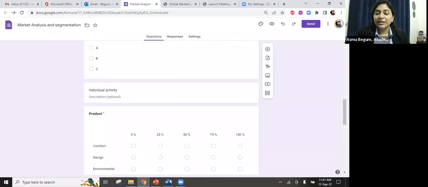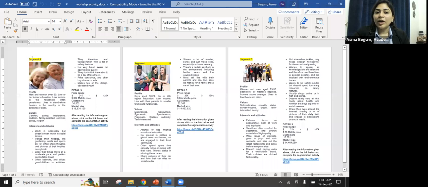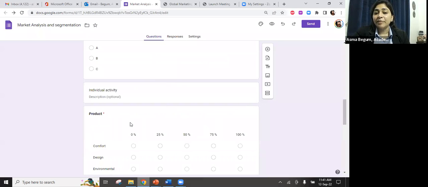Based on the data sheet I have given to you, the students who have segment A will read their data sheet and look into the profile given to the students. The student will read thoroughly the values, the profile, the interest, the details, the price range they're willing to pay, everything, and then they will complete the remaining activity.